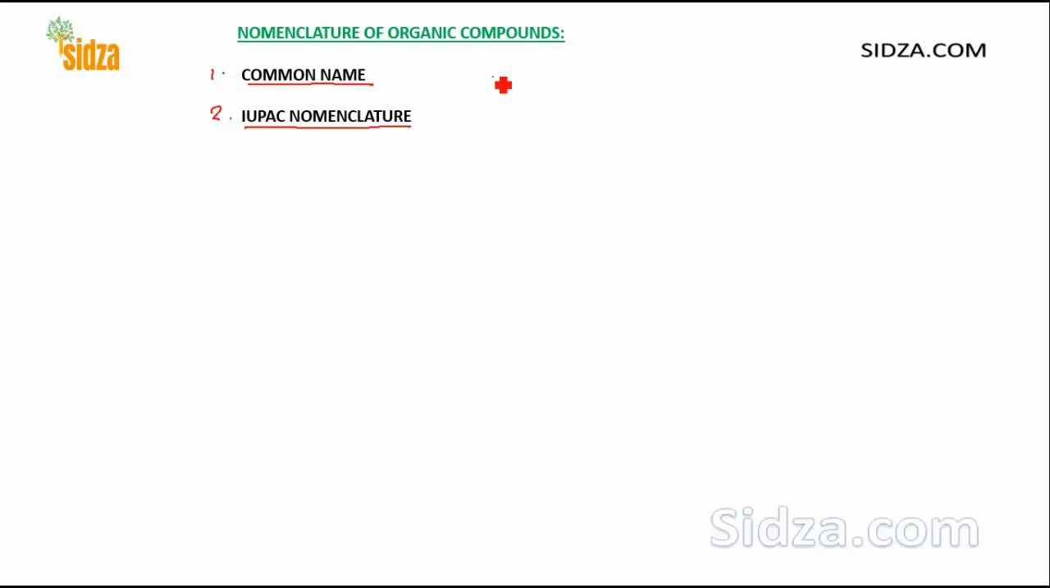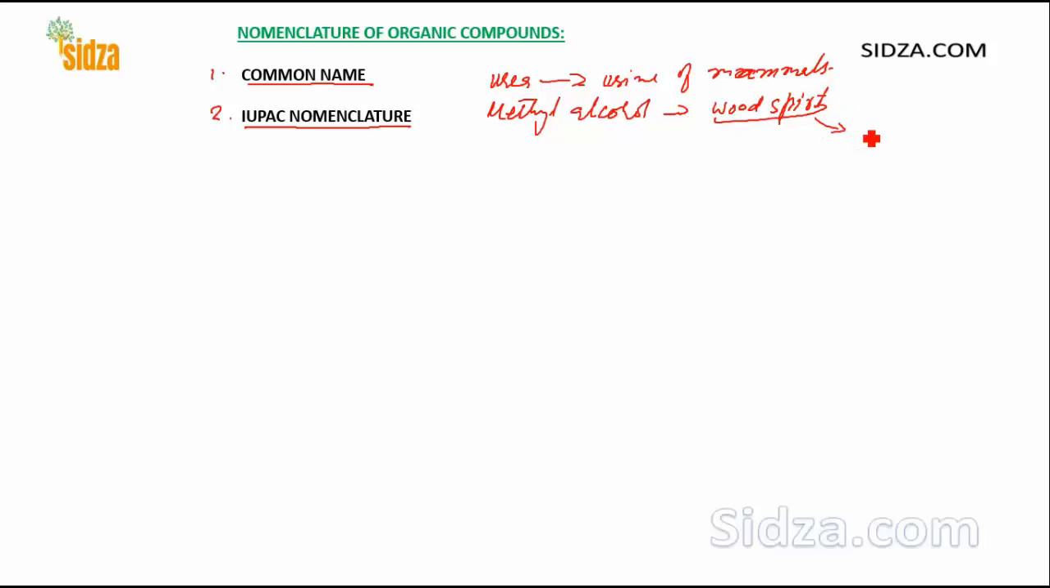Suppose we take urea. It's named so because it was obtained from the urine of mammals, hence it got the name urea. Similarly, methyl alcohol, which we know, was called the wood spirit, because it was obtained from the direct distillation of wood. So the source of this was wood, hence it was called the wood spirit.